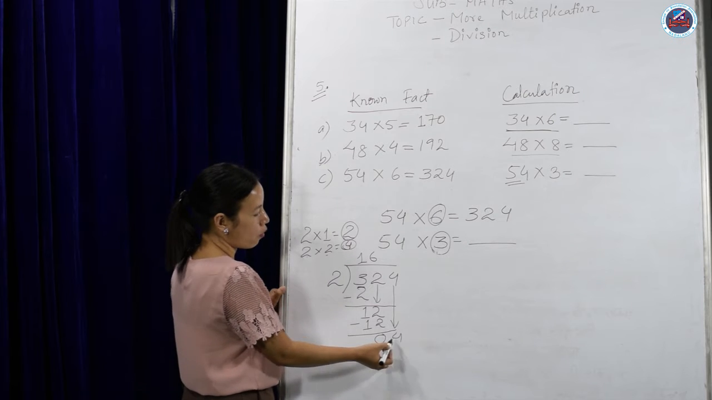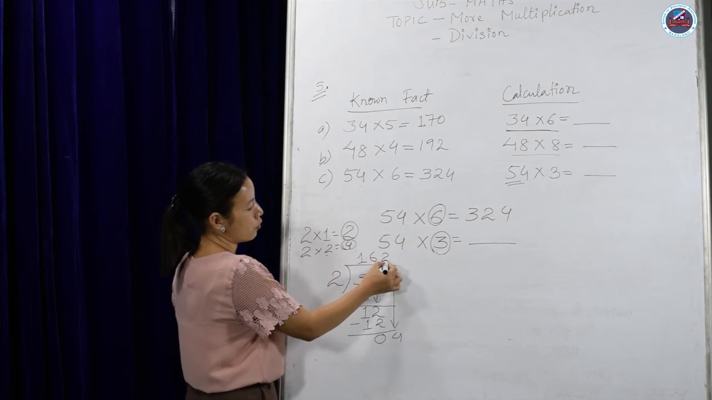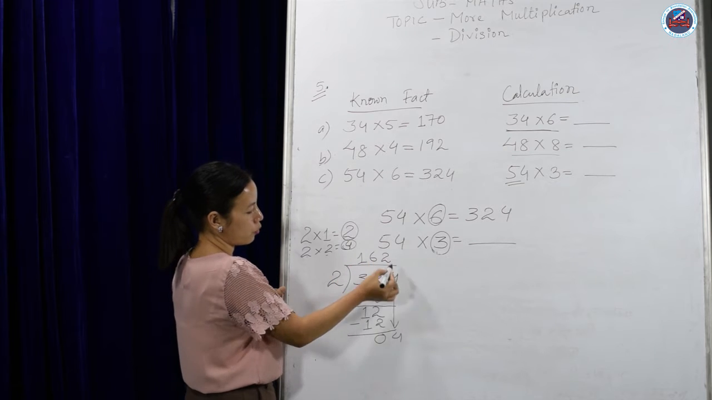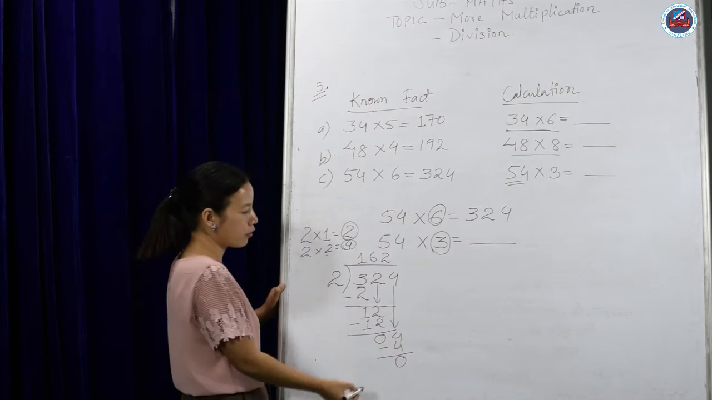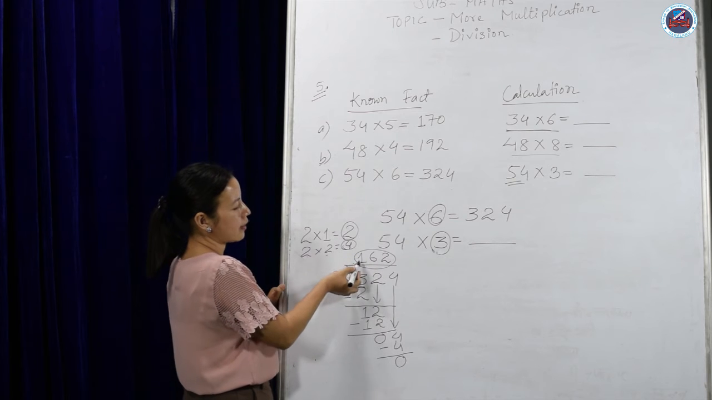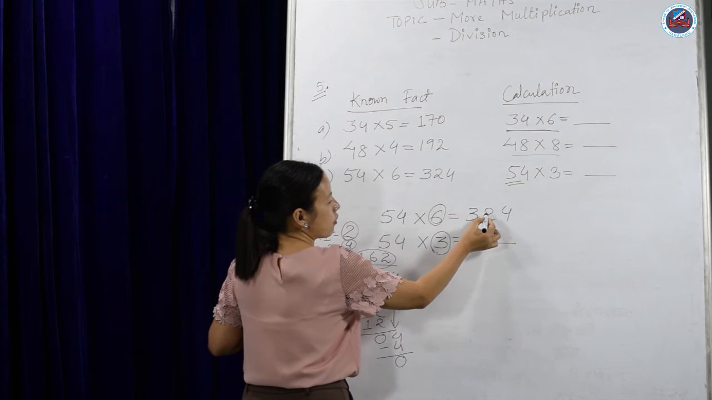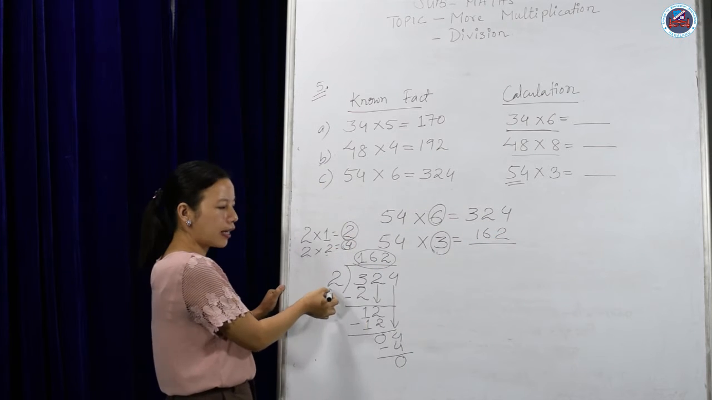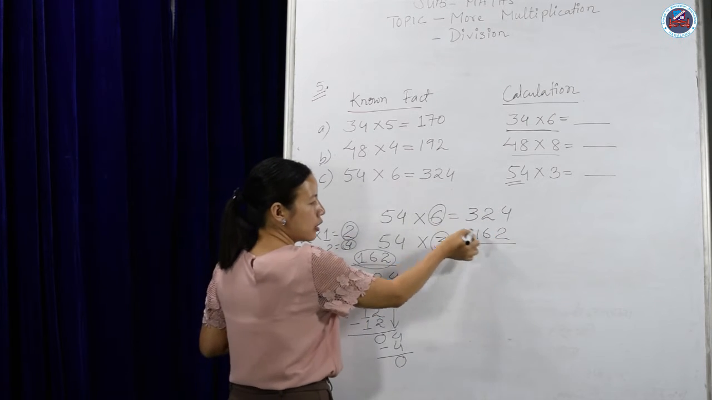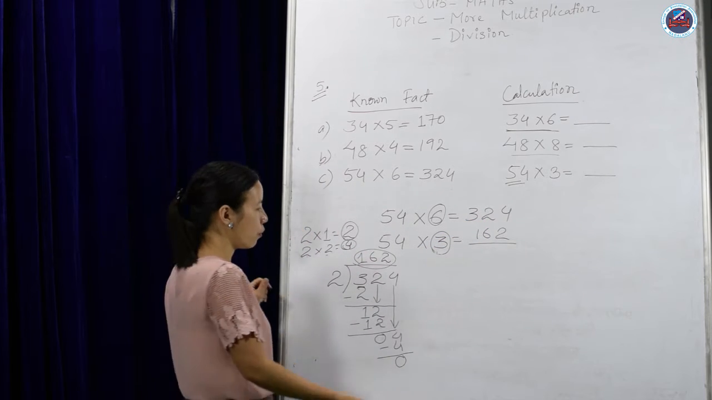Now, this is 4, we know that 2 times 2 is 4, right? So I write here 2, that is 2 times 2, 4. Minus 8, got your remainder 0, so that means the answer is 162. That is half of 324 is 162. So you can either divide to get the answer, that is half of this number, 324, or you can do it another way.